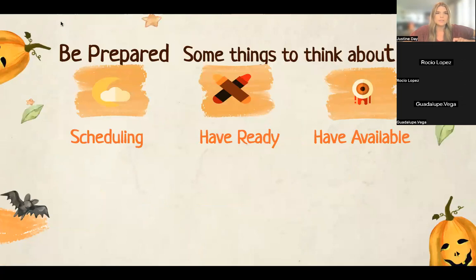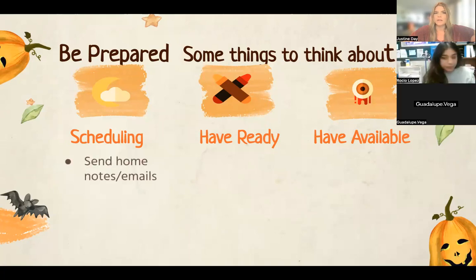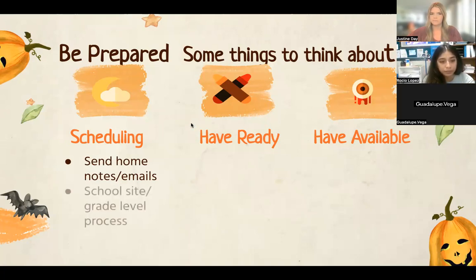So how to be prepared. So some things to think about. So scheduling is obviously, you guys said you already have that set up. You already have most of your parents signed up. So one thing is just sending home some reminder notes and emails. That will help you, because if you have a parent forget or miss, then they're going to want to reschedule, and they might want to reschedule on days where maybe you don't have time available or you didn't plan for that. So just sending them reminders physically and emails.